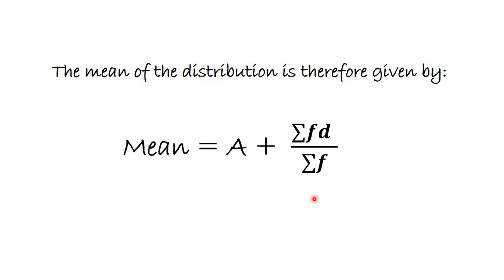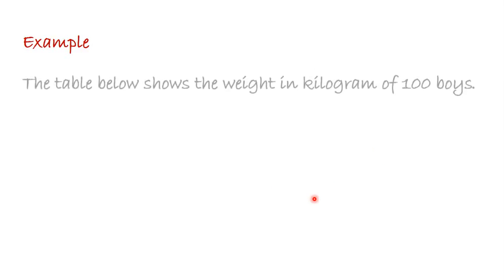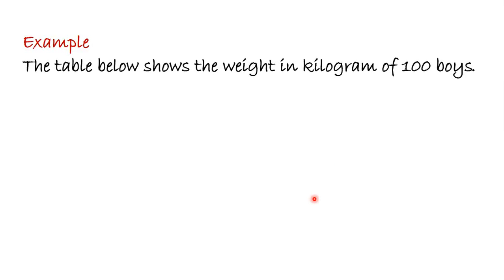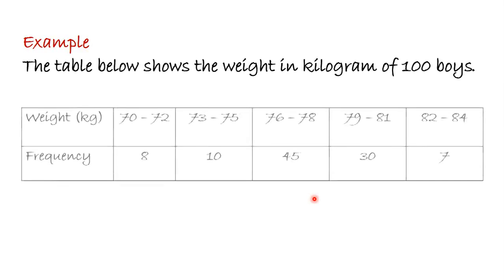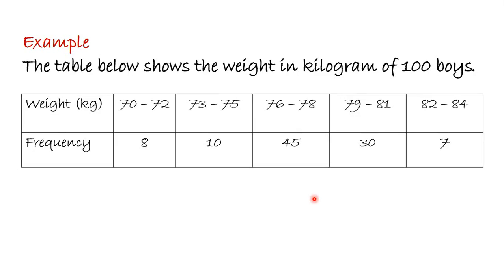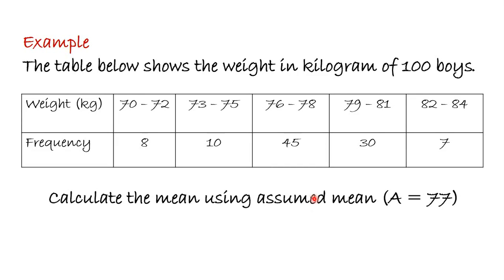Now to understand this better, let us look at this example. The table below shows the weight in kilograms of 100 boys. The question is, calculate the mean using assumed mean. Here they have given us the assumed mean as 77.